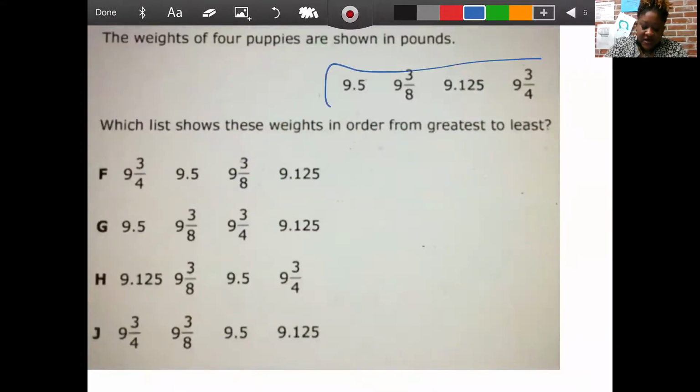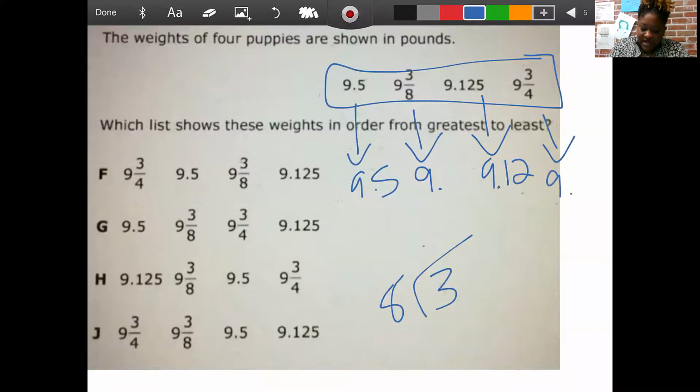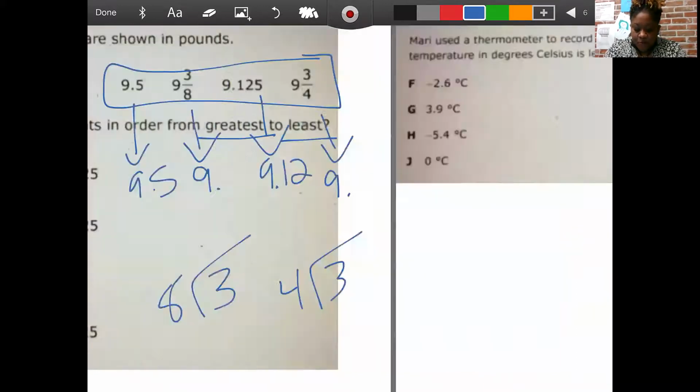Next, you've got to convert all of these to decimals. So 9.5 is 9.5, 9.38 is 9, you divide 3 divided by 8, unless you know your benchmark fractions. 9.12 is 9.12, 9.35 is 9.3 divided by 4. And then you put them in order from greatest to least. And that's how you'll find your answer.